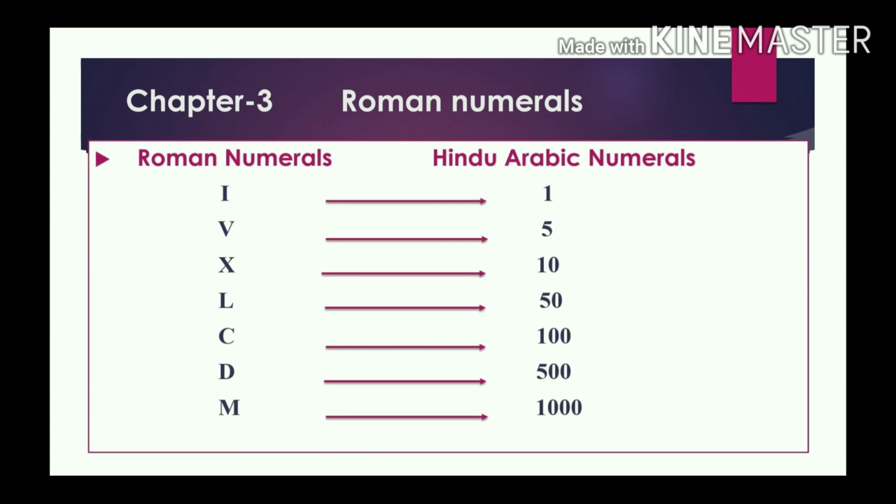For 1, we use I. For 5, we use V. For 10, we use X. For 50, we use L. For 100, we use C. For 500, we'll use D. And for 1000, we will use M. So here you can see there are 7 symbols used in Roman numerals, and every Roman numeral can be repeated except V, L and D, which is 5, 50 and 500.